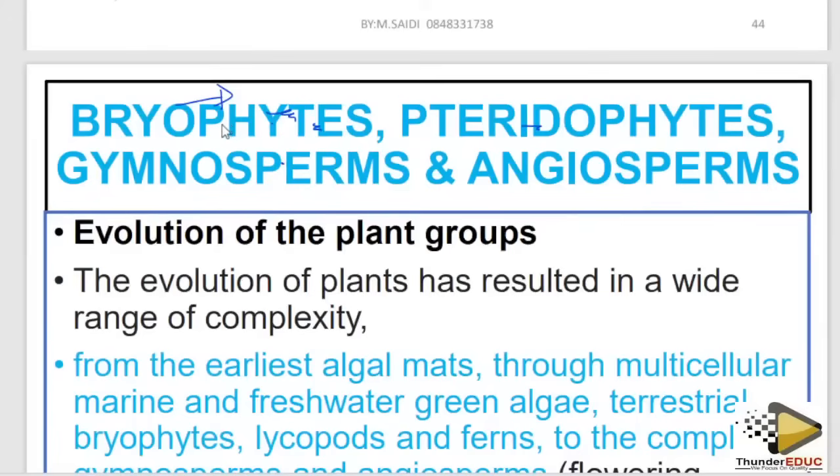Yes. They don't have seeds. They don't have stems. They don't have leaves. So we call them thallus. They are thallus plants. They have leaf-like, stem-like parts. When we come to this, we have different examples, like a moss.